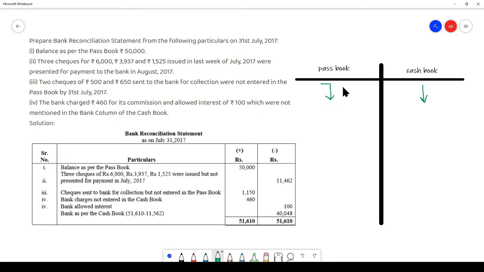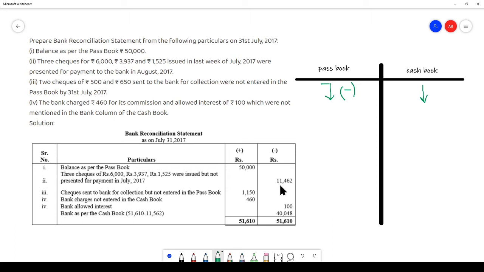Moving down means to deduct. So this amount of 6,000 plus 3,937 plus 1525, the amount becomes 11,462, which I am going to deduct from my balance as per passbook. So for transaction number 2, I have written 3 checks of rupees 6,039, 3,937 and 1525 were issued but not presented for payment in July 2017, and in the minus column, I'll now write the amount, the total of which becomes 11,462.